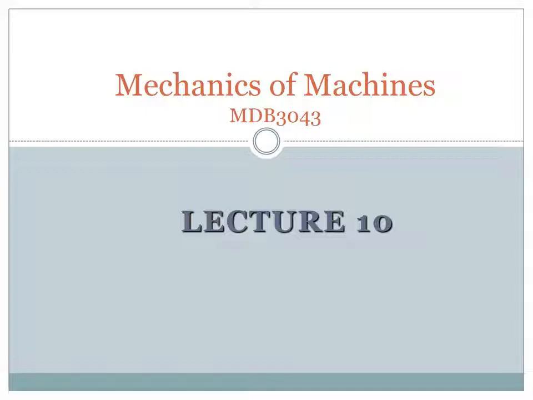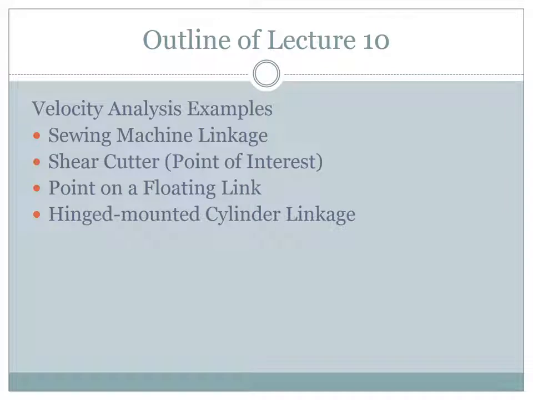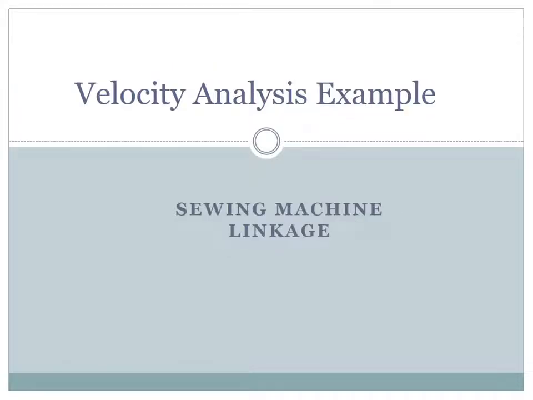On the last class, I have not completed all the examples on the slide. So today, I will basically continue on. We have done the shaping machine and this one. Now we're going to address the point on a floating link and also the hinge mounted cylinder linkage. Then let's move on to the slides of interest.